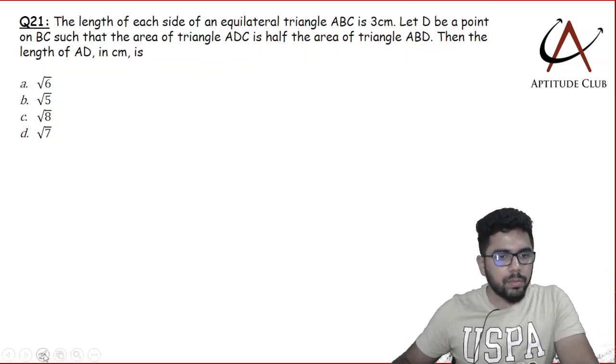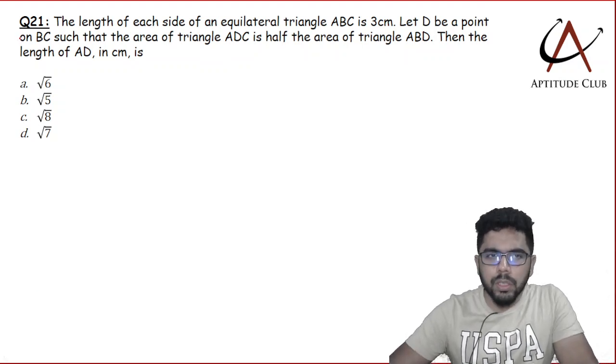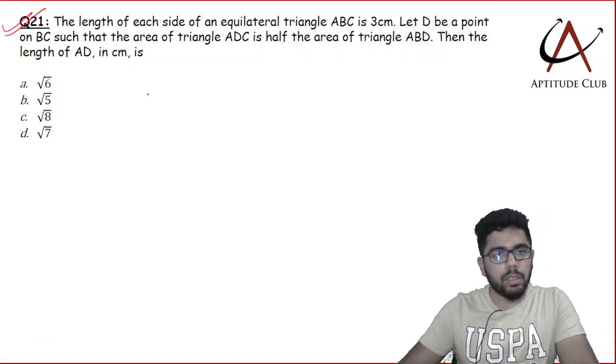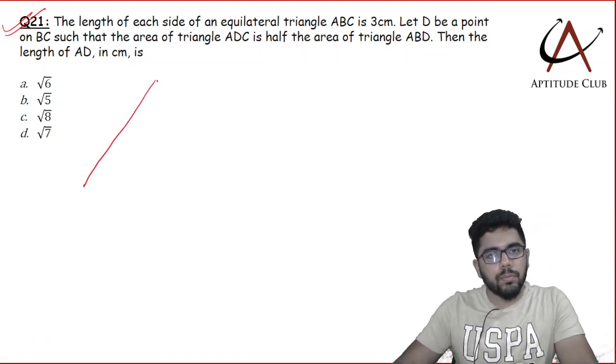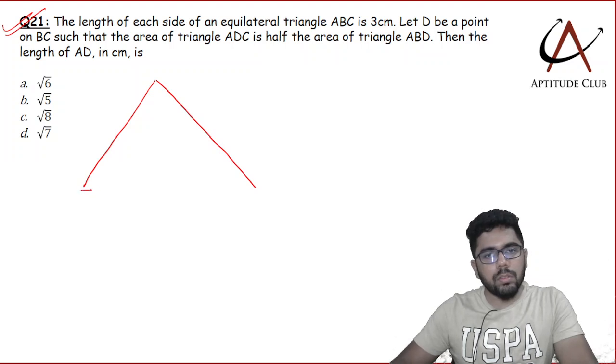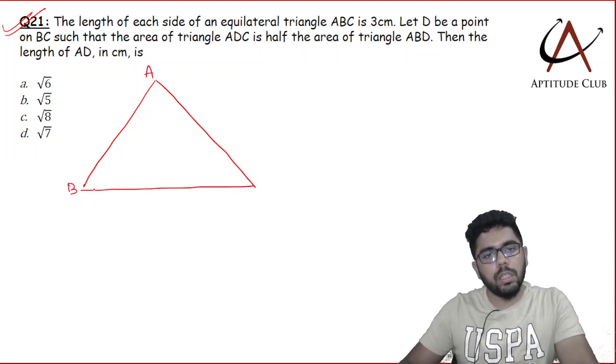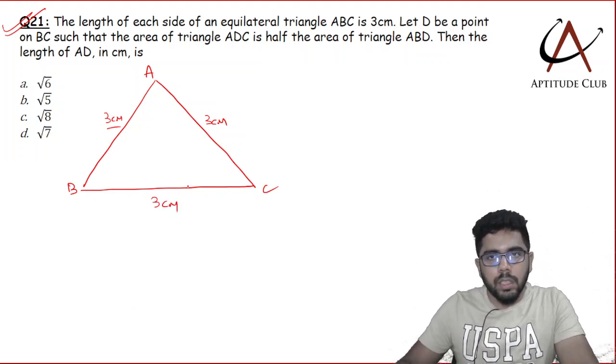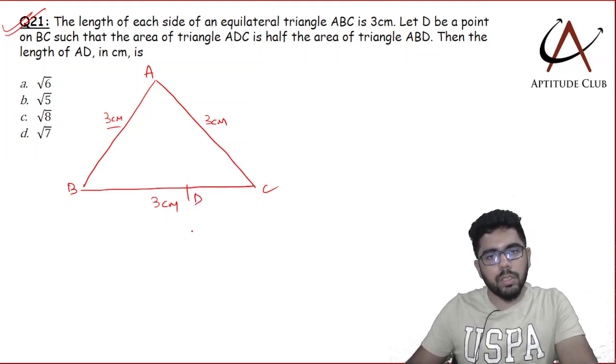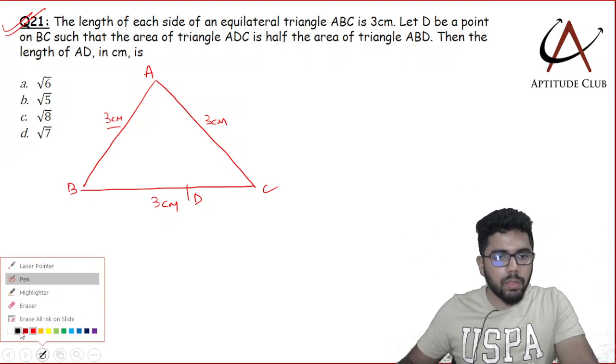Let's come to this one. Geometry, equilateral triangle. So definitely we should solve this. So there is an equilateral triangle of side 3 centimeters. So this is A, B, C, side 3 centimeter, 3 centimeter, and 3 centimeter. D is a point such that area of ADC is half of ABD. Okay. So D will be like 1/3.